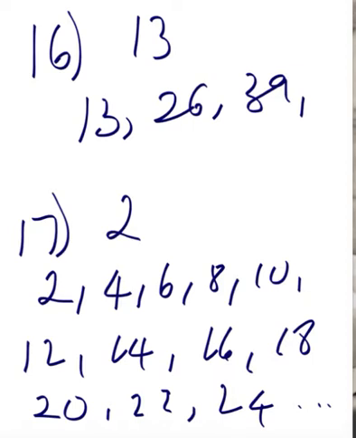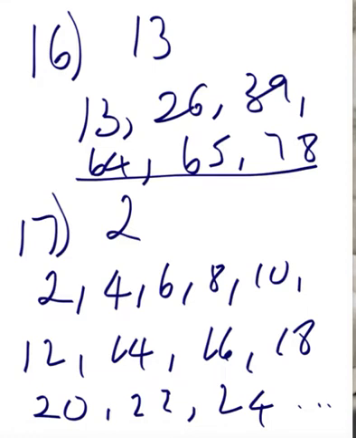Okay, and then what comes next? We've got 13 times 4, that's 52. And then 13 times 5, 65. And one more. 13 times 6, we've got 78. And they are the first 6 multiples of 13.